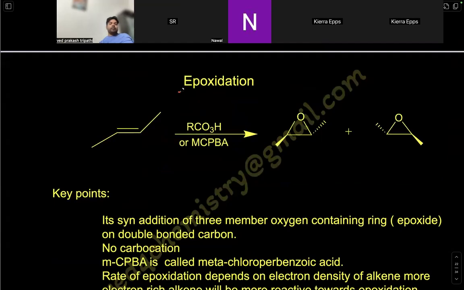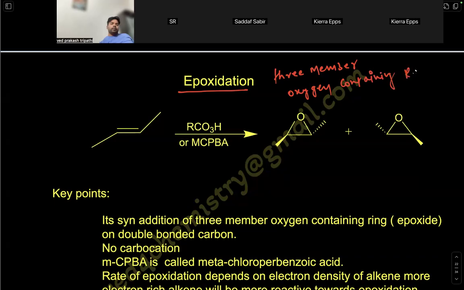Next is epoxidation. What is an epoxide? An epoxide is a three-membered oxygen containing ring. And you can use the reagent RCO3H or MCPBA. MCPBA is called metachloroperbenzoic acid. But in DAT, it would always be in terms of MCPBA.